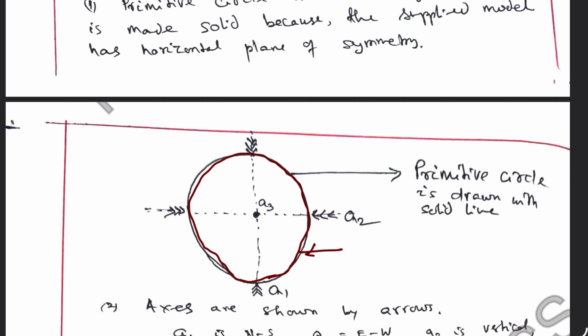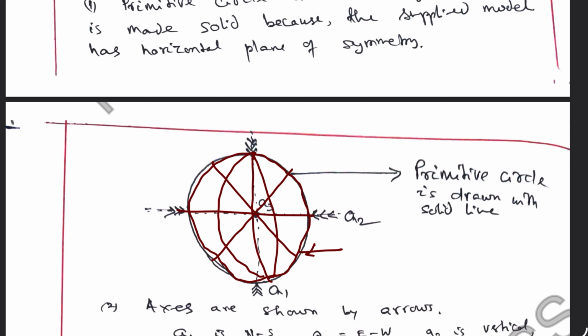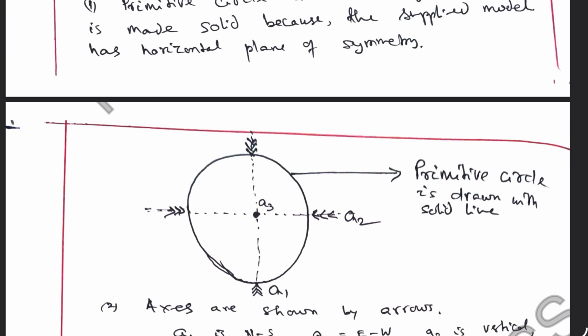If we have a vertical plane of symmetry, it will be a straight line, like this, or like this. Solid straight lines indicate vertical planes of symmetry. Inclined planes are shown by arcs, but solid means it is a plane of symmetry. So planes of symmetry are indicated by solid lines.